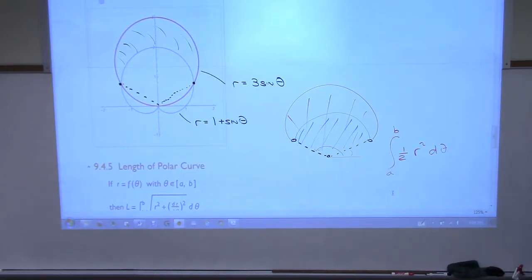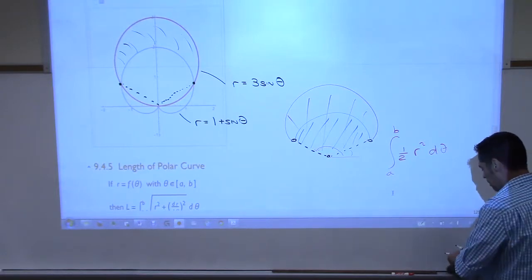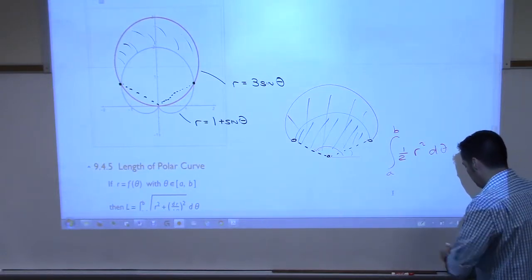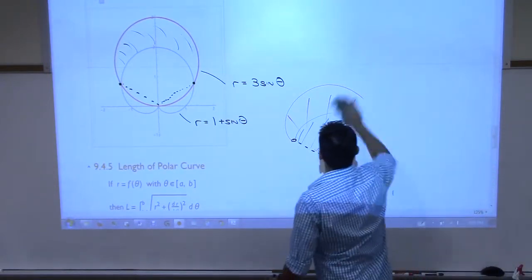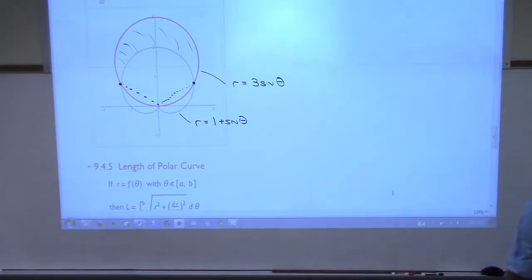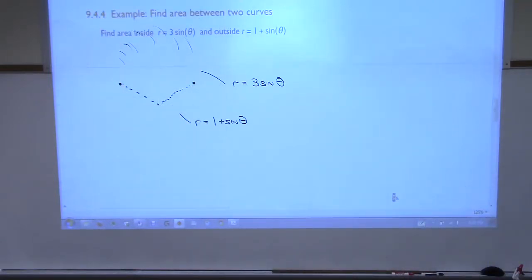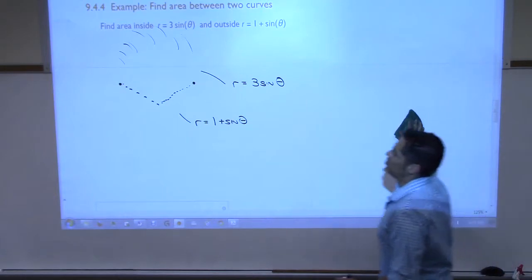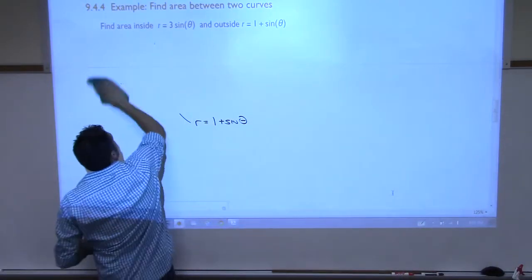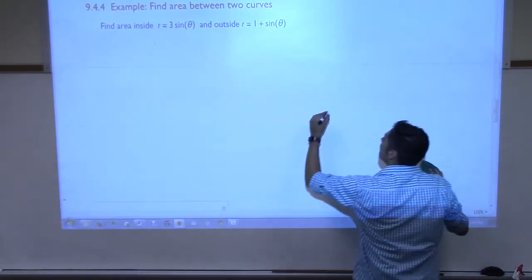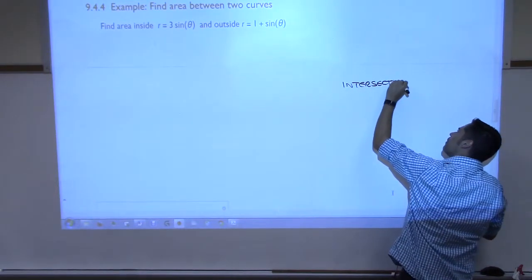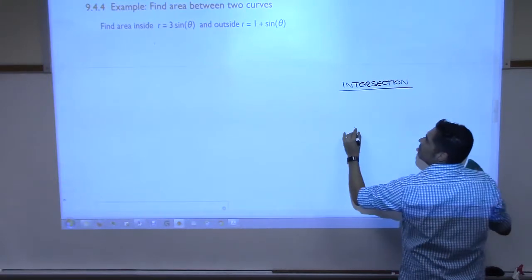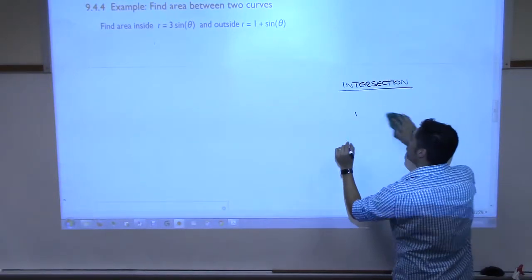I need to find the angle that would give us their intersection point. Set them equal to each other. That's what we've always done, right? Okay. Everyone understand what we're going to do? All right. And bring the functions up here. So first, intersection. Let's find their intersection. So set them equal to each other.